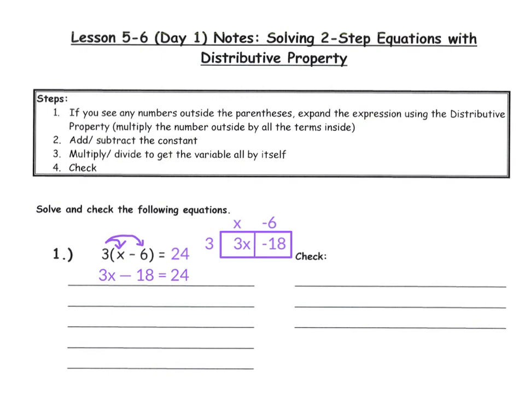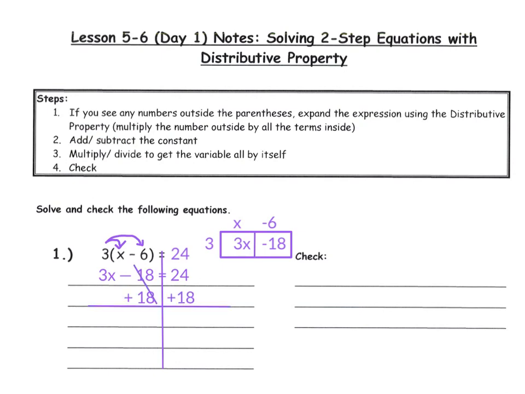I'm going to draw the line right down the middle to show that now I'm going to go ahead and solve for the x. So what's happening to the x is being multiplied by 3, and we're subtracting 18. So as my steps say, I'm going to add or subtract the constant. I have a negative 18 here, so in order to undo the negative 18, I need to add the 18.